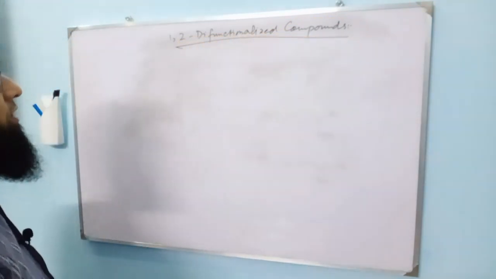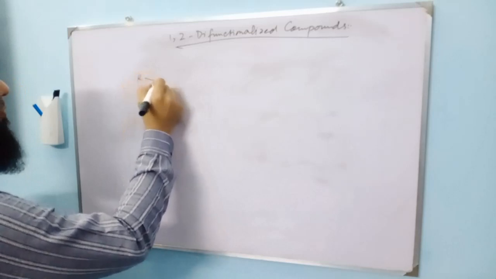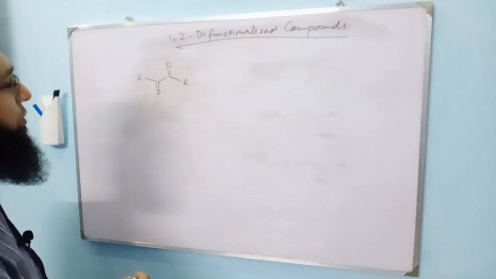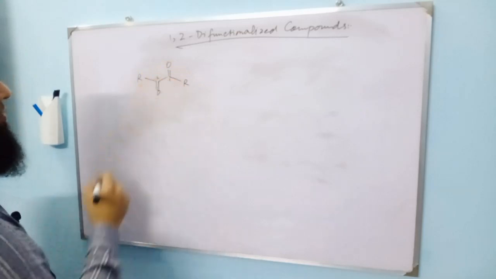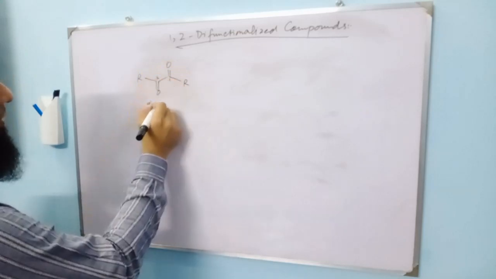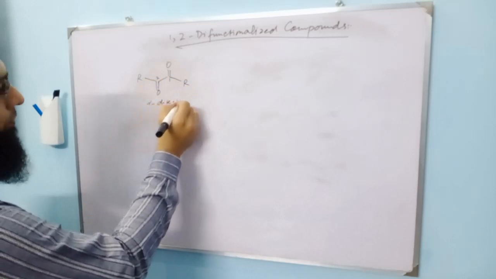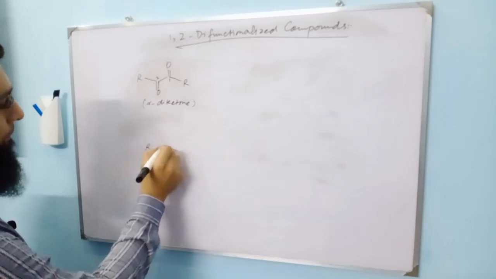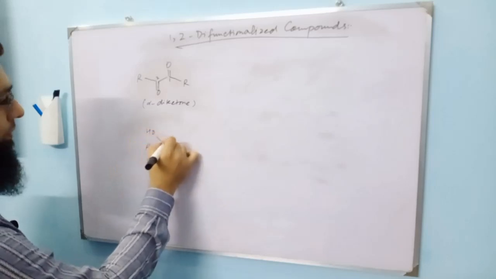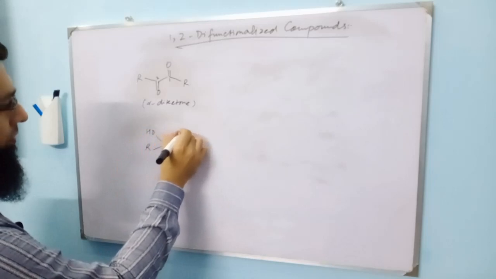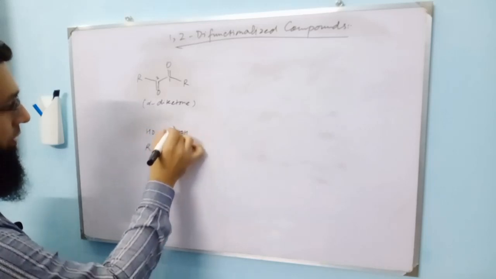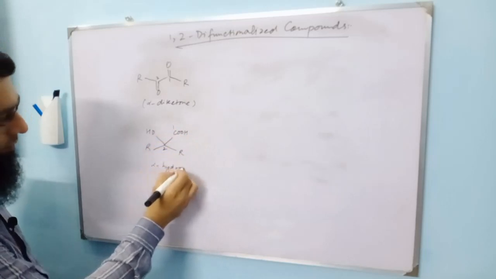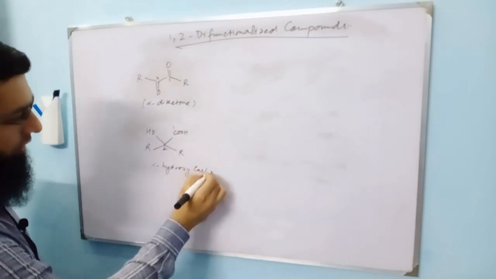In this video we will talk about 1,2 difunctionalized compounds. For this we can consider a few examples. For example, this diketone, this is 1, this is 2, and it can also be called alpha diketone, or we can consider this carbon 1, carbon 2, alpha hydroxy acid, alpha hydroxy carboxylic acid.